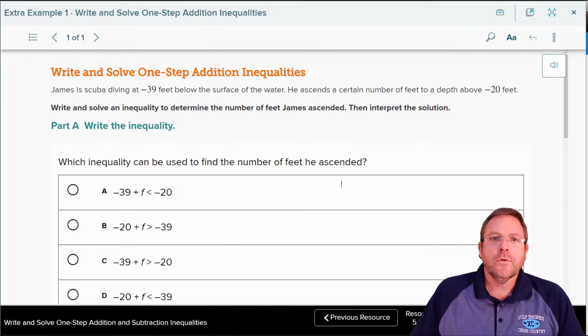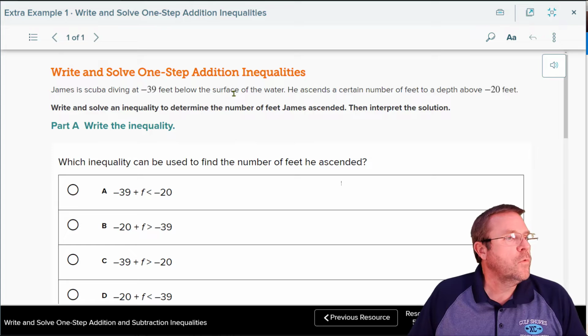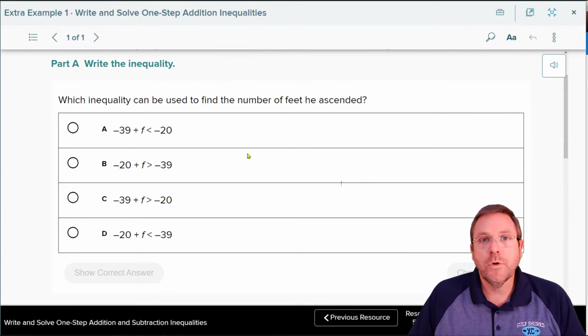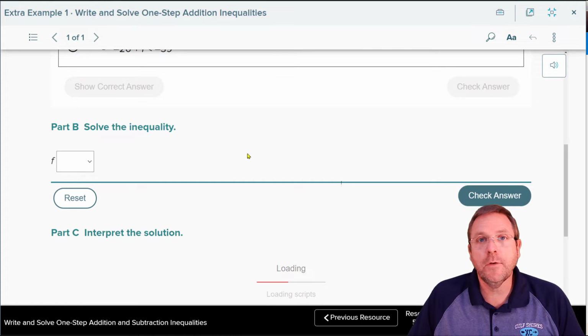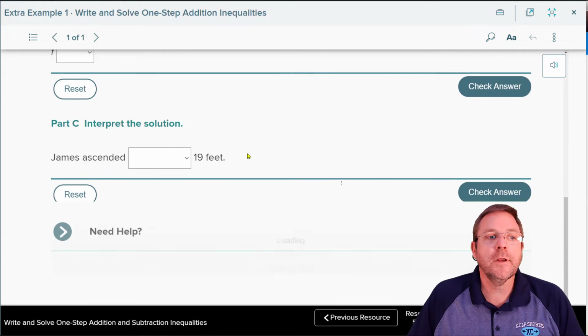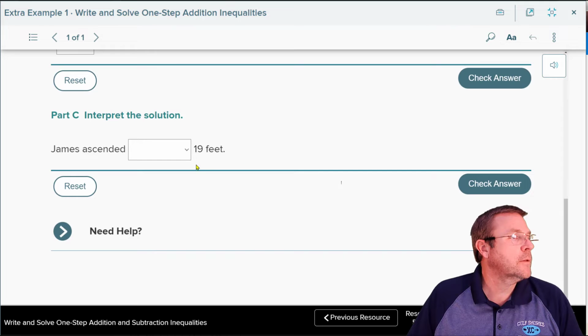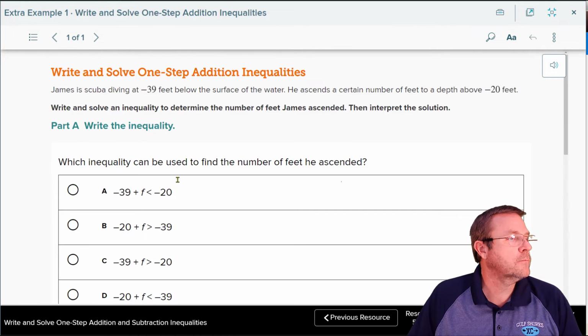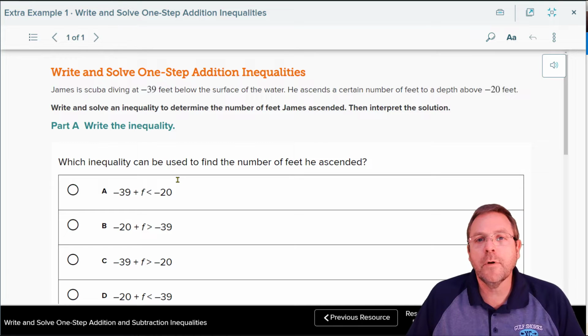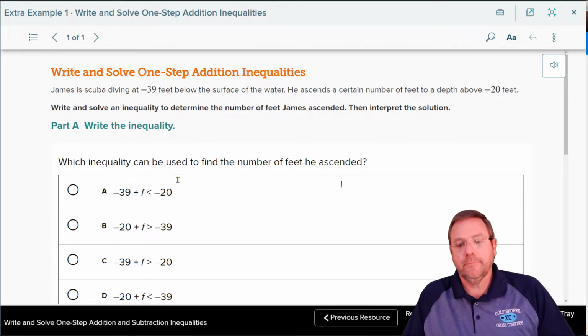Now it's going to be your turn to solve a problem. They give you the word problem here. You've got to pick which inequality is correct. After you pick the inequality, you've got to solve the inequality. After you solve the inequality, then you get to add how much he ascended, and yeah, okay, well, excellent. So work on that problem, and I'll check back with you in a moment.